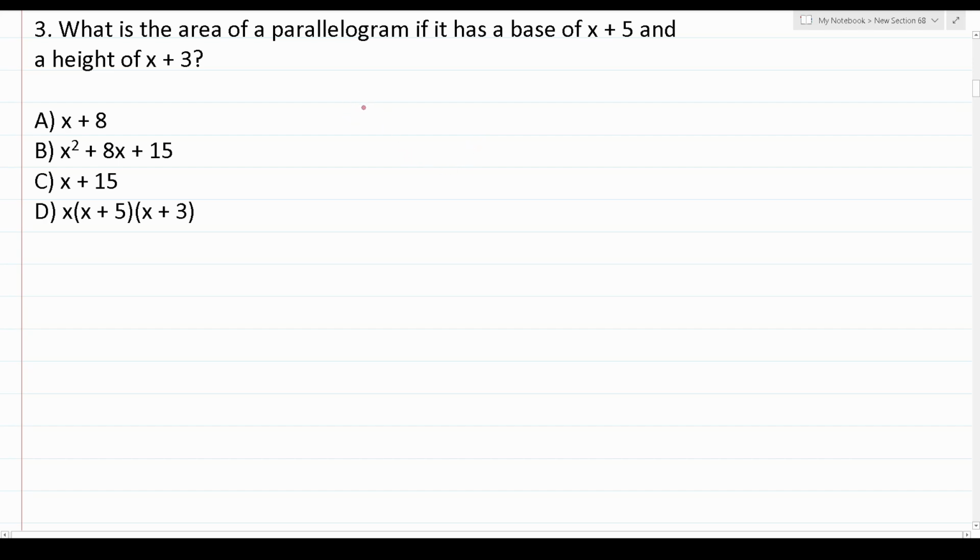And if you look close enough, you'll find the formula to find the area of a parallelogram, and that is pretty simple. It's area equals base times height. In this case, we're given our base and height. We're told the base of this parallelogram is x plus 5, and its height is x plus 3. So all we have to do is plug those two values into this equation and solve accordingly.